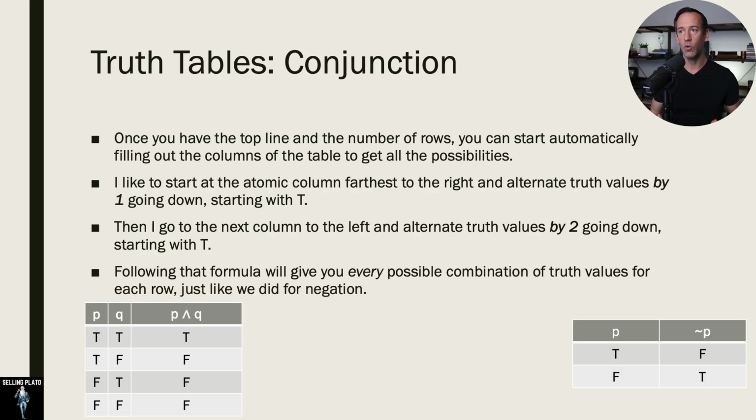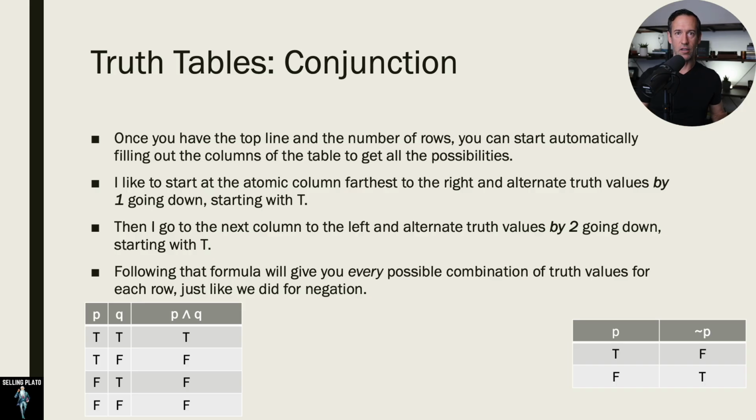So following that formula is going to give you every possible combination of truth values for each row, just like we did for negation. You see the truth table for negation there, right? I did the same thing. I like to start at the atomic column farthest to the right and alternate truth values by 1 going down, starting with T. That's what we did for negation too. I just didn't tell you how that works at the time. So if you look at P under that negation truth value, I start with true, and then I alternate by 1, false, and then that's it. I do the same thing over here for P and Q. That's how you set up the truth table.